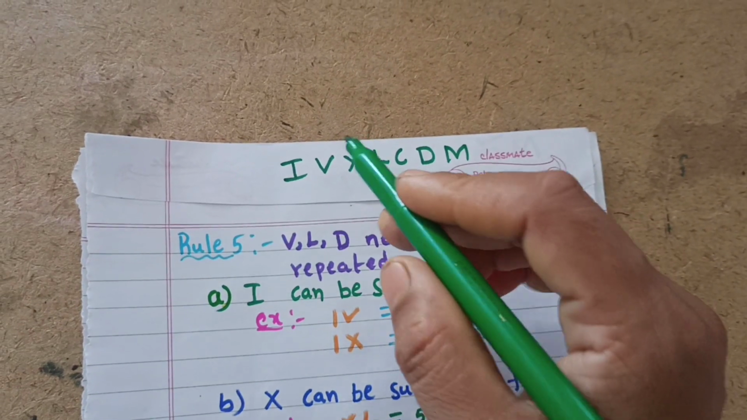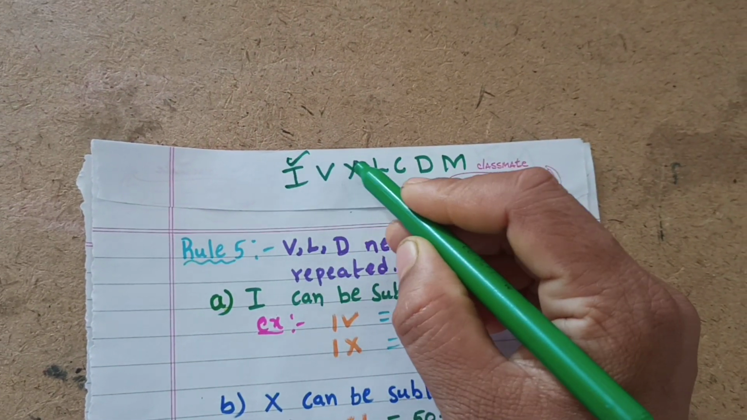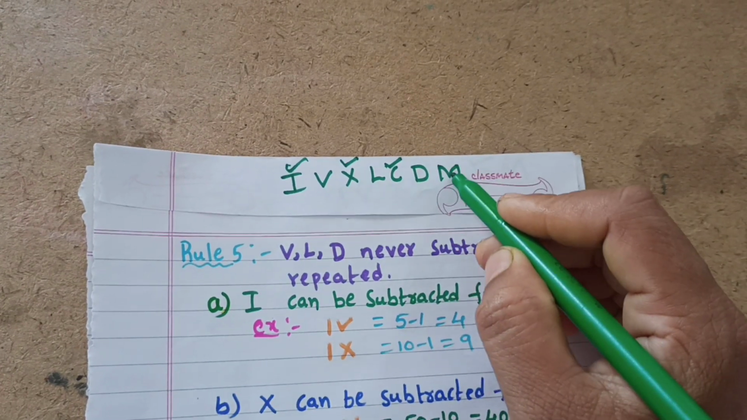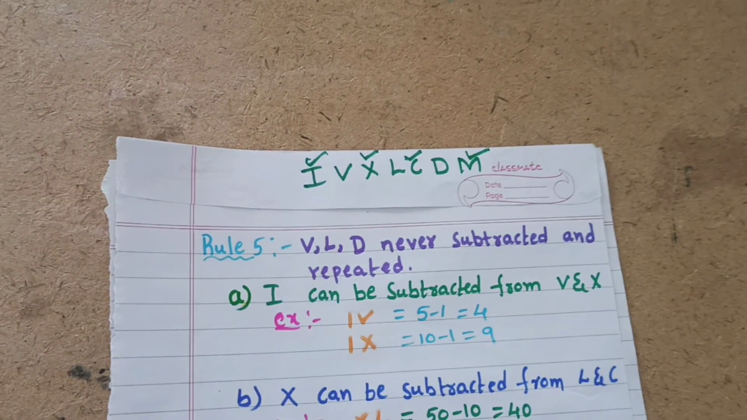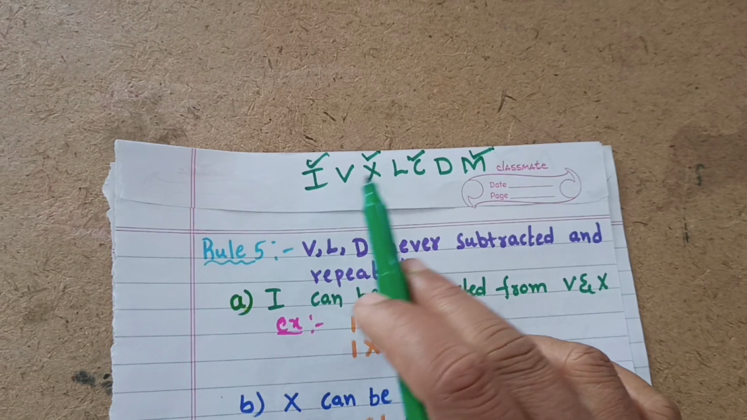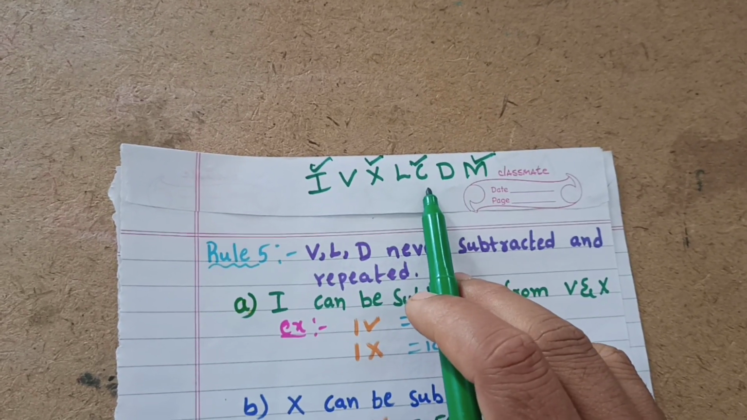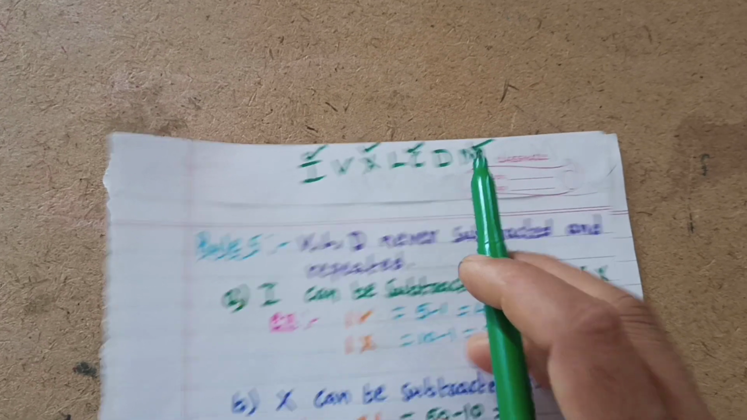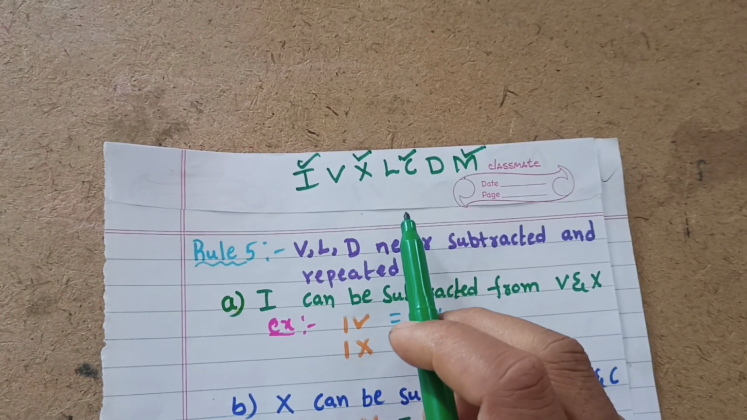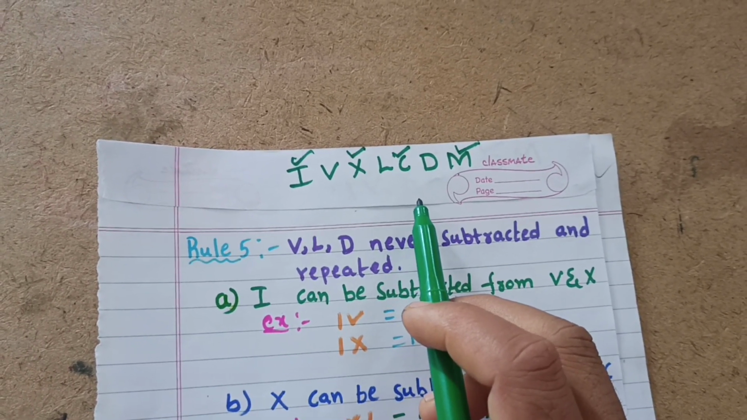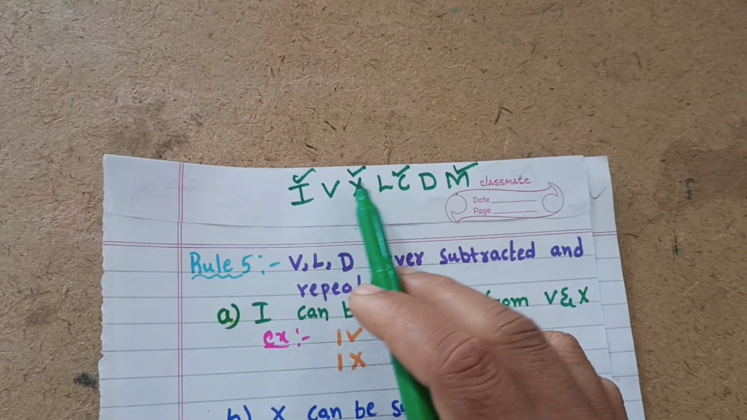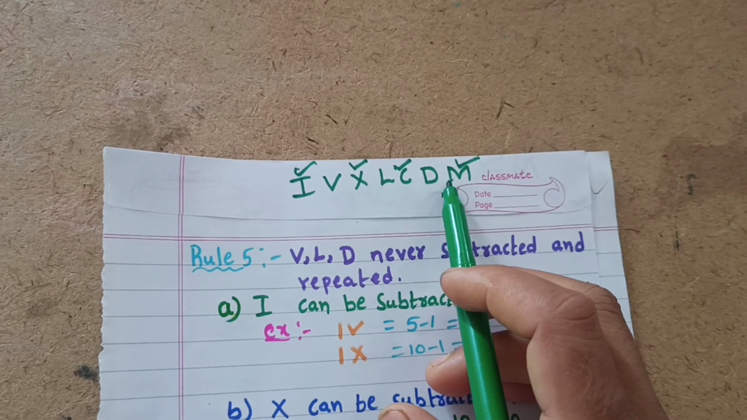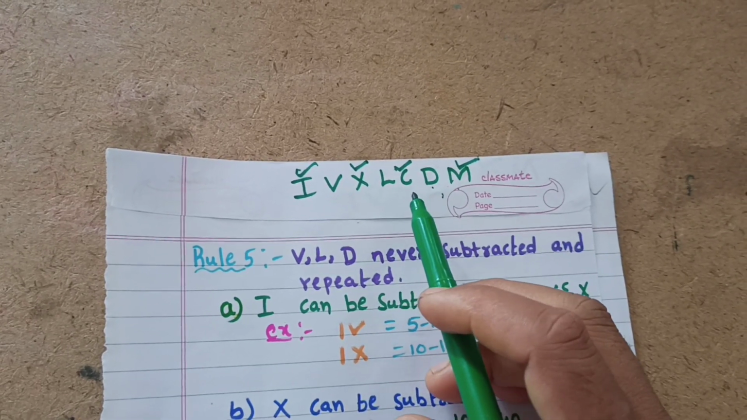In the first rule, I, X, C, M can be repeated. These four symbols can be repeated to write the numbers. But which symbols are never repeated? Yes, V, L, D. These three symbols are never repeated and never subtracted.